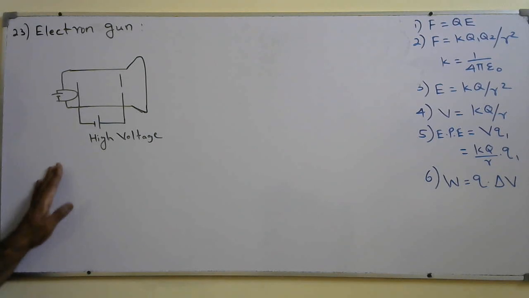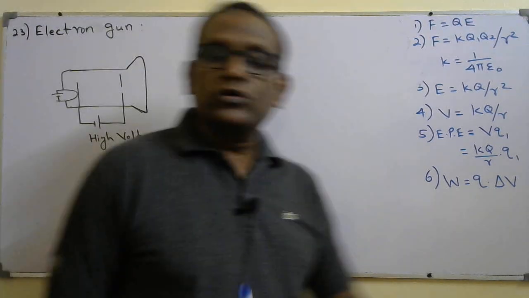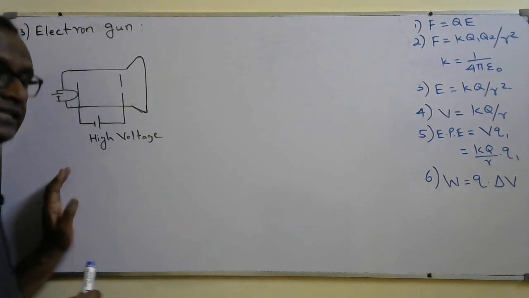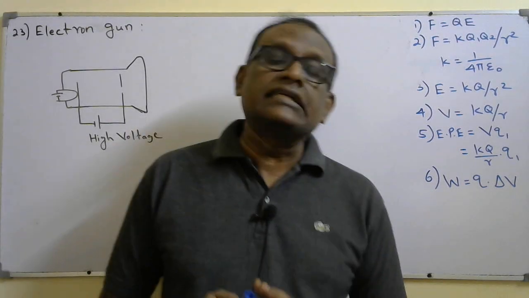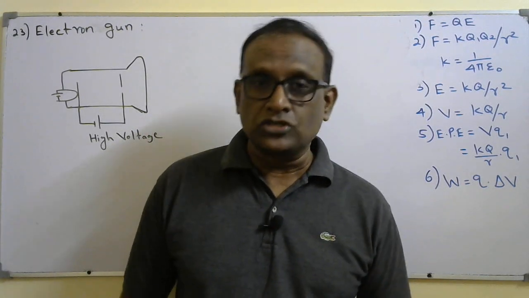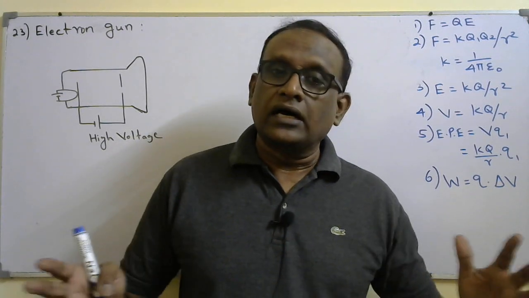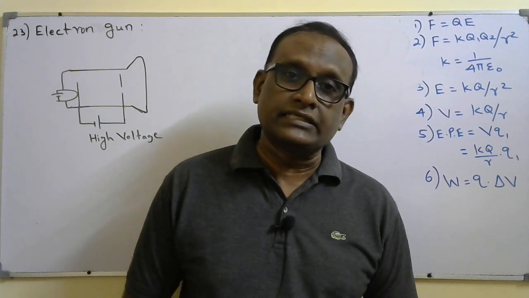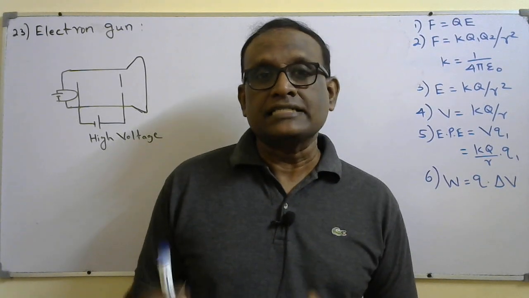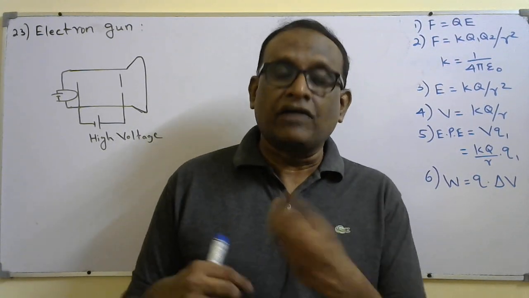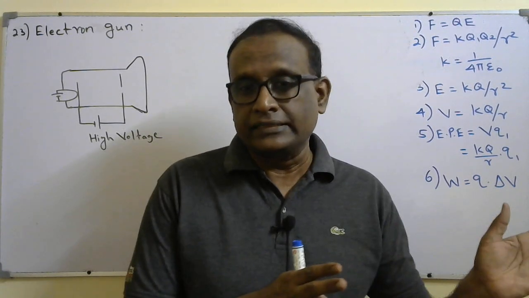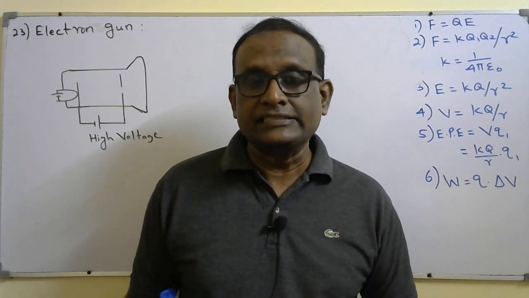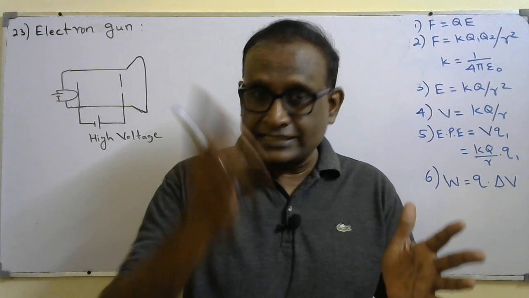Okay, so the application of work done by electric potential, gain in kinetic energy, is the electron gun. Electron guns are used in the cathode ray oscilloscope, the old model computer or television monitors. Even in X-ray machines, electrons are accelerated after they are emitted. They are accelerated by the electric potential, gain kinetic energy, and hit the tungsten, and X-rays are emitted.